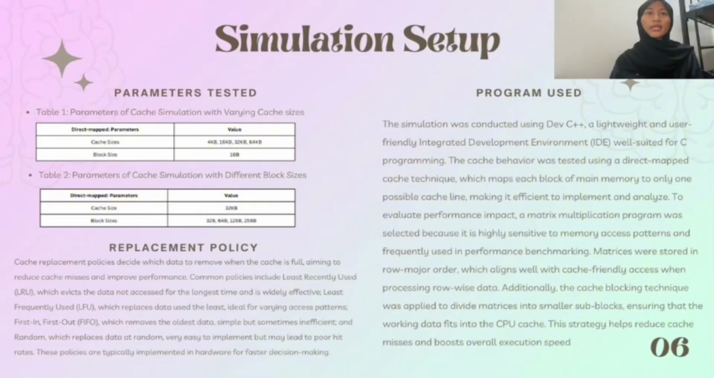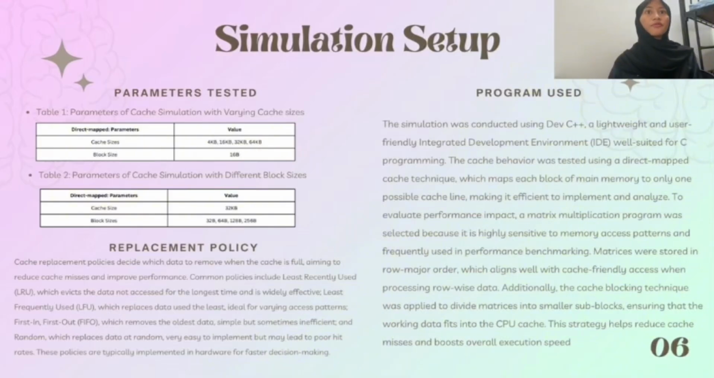Finally, we used DevC++ to develop and run the simulation. We implemented a direct mapped cache technique, which is simple and maps each memory block to one specific cache line. For the test program, we used matrix multiplication, a common benchmarking test that generates a high number of memory accesses.